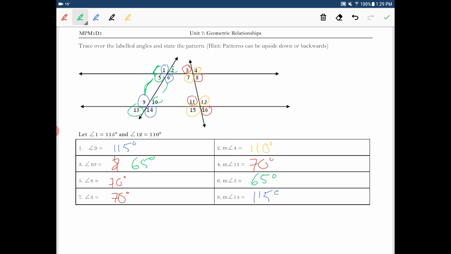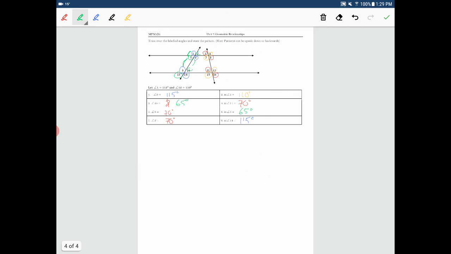All right, that's it. I kind of rambled there at the end there, but you get the idea.